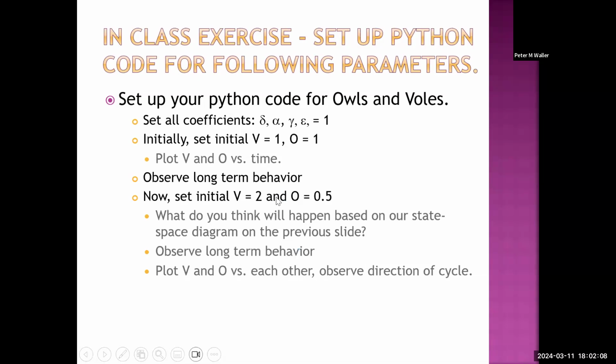And what you're going to have to do is set your time steps low in order to have a steady state, which is what you'll have. And steady state doesn't mean no fluctuations. It just means the fluctuations aren't going to increase over time. So that's called stable. And I'd like you to plot V versus O. And I'd also like you, if you can, to observe the direction of the cycle. Okay, go ahead and stop the video and work on that.